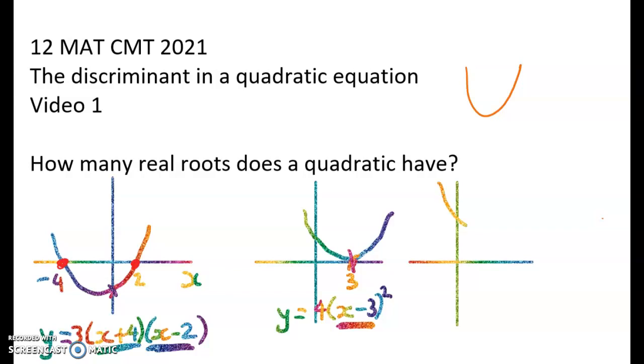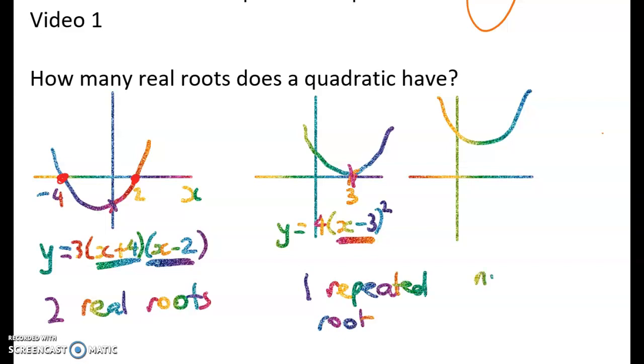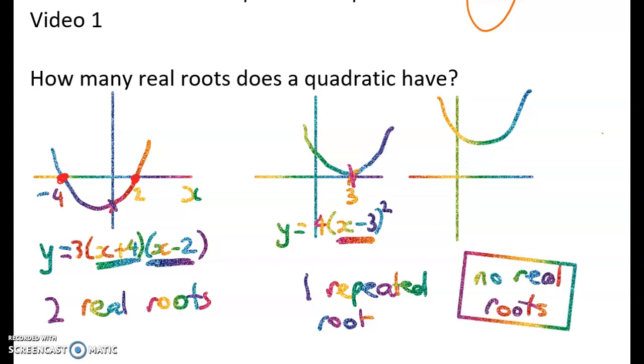The last case is one where it doesn't touch the x-axis at all. So we call this two real roots. This one is one repeated root. And this one is no real roots. When you get to level 3 calculus, you'll learn that this situation is a little bit more complicated, but no real roots is good for us at level 2.